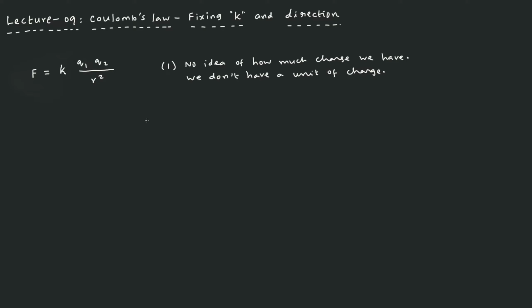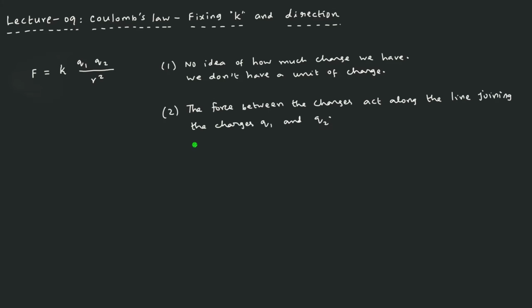So the first point is that there is no idea of how much charge we have when you are performing an experiment, which means that we don't have a unit of charge with us. So this is where the first trouble is. This is the first point that you have to remember. The second point about this equation is the following.